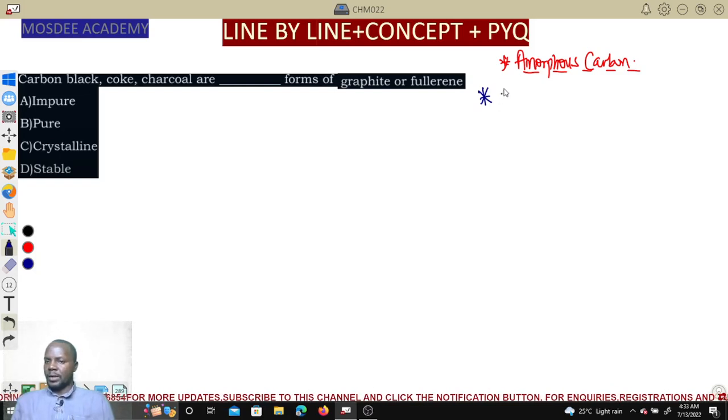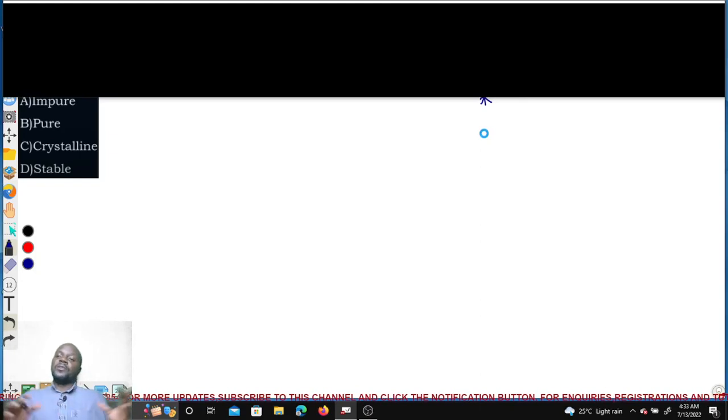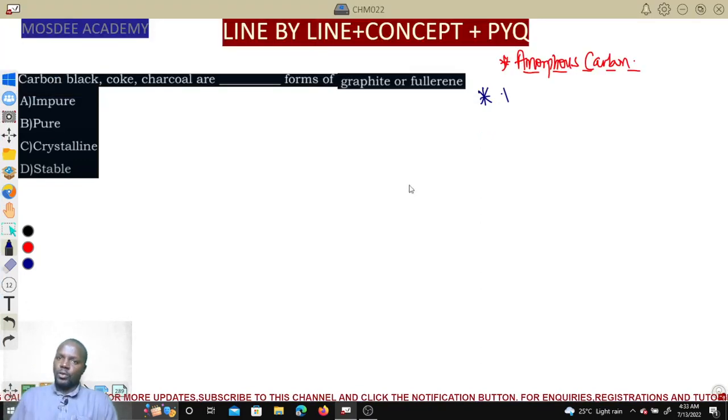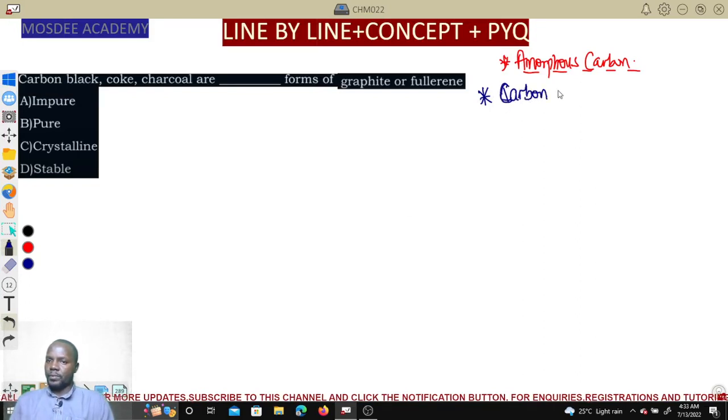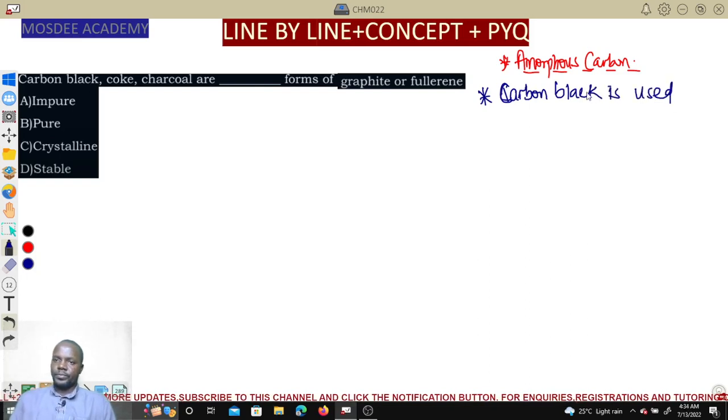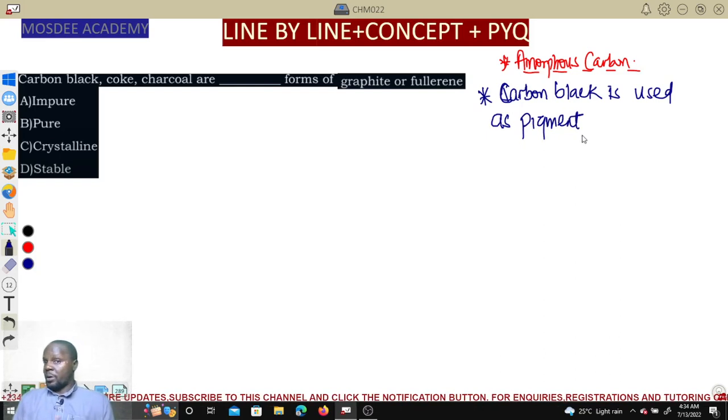So I'll talk about carbon black. Carbon black is used as black pigment. They are used as fillers of tires, you know, black, carbon black. So most of them are formed from carbon black. It is used as pigment. Those are examples of amorphous carbon. Now, I'll talk about their preparation, but because of time, I may skip something. Pigment like black ink. They can also be used as fillers in tires.